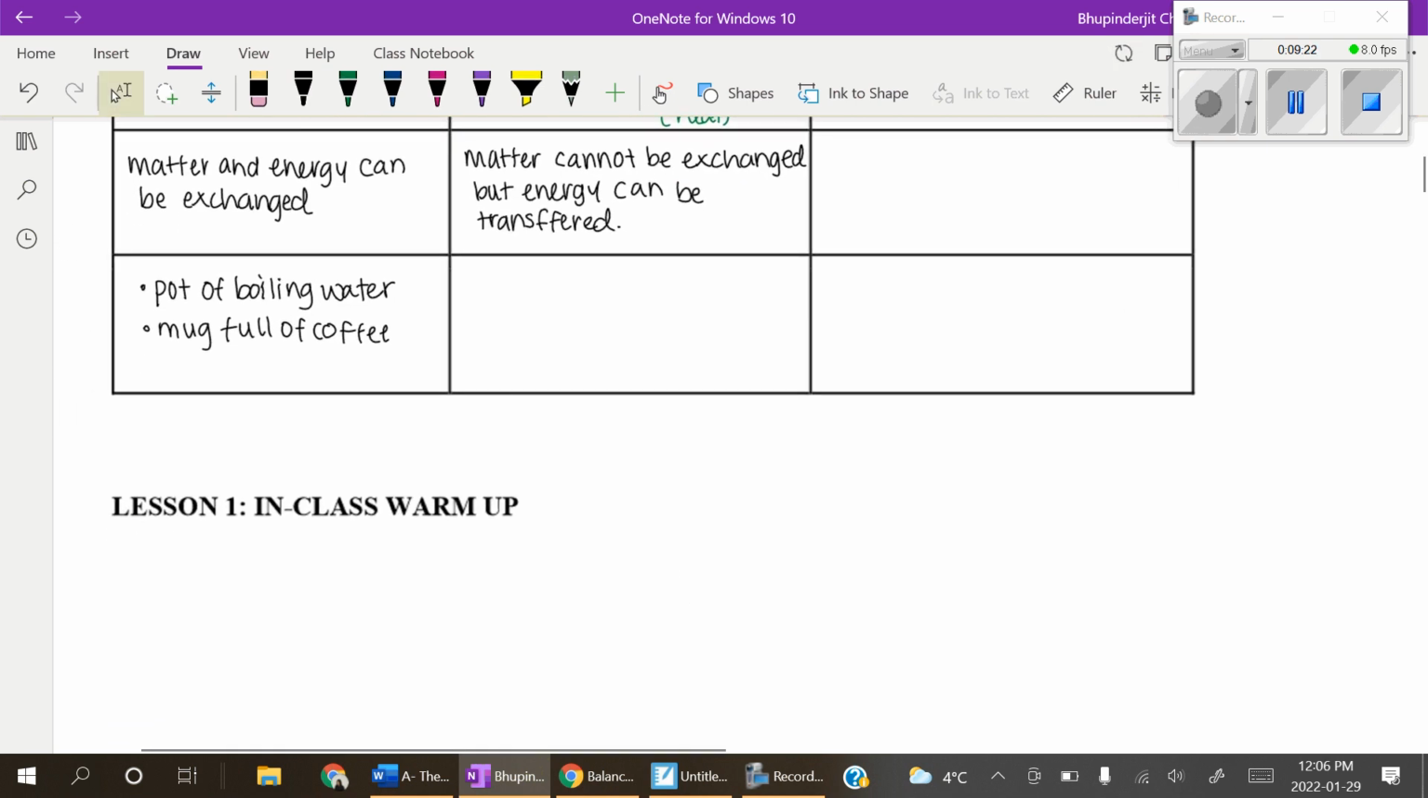So an example of this is a closed container of food or lunch. Think of your lunchbox.